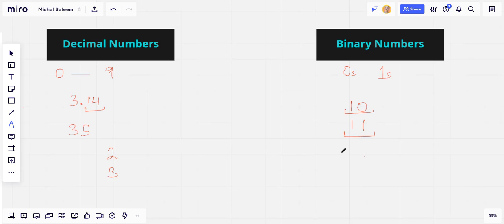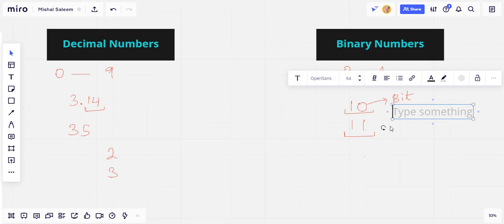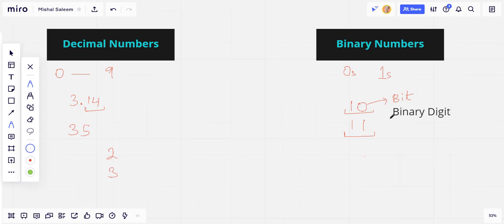These are binary digits, and each digit in a binary number is called a bit, which is taken from its name, binary digit. So B from binary and then the last IT from digit, so bit. Well, that was a brief intro for decimal and binary numbers.